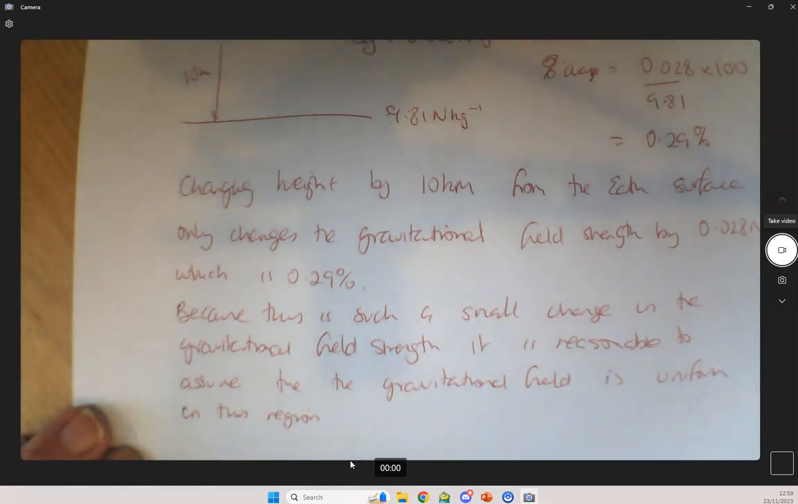And to be brutally honest, that's why we normally just assume it's uniform around the surface of the Earth, certainly when we're working close to the surface of the Earth within the first 10 kilometres.